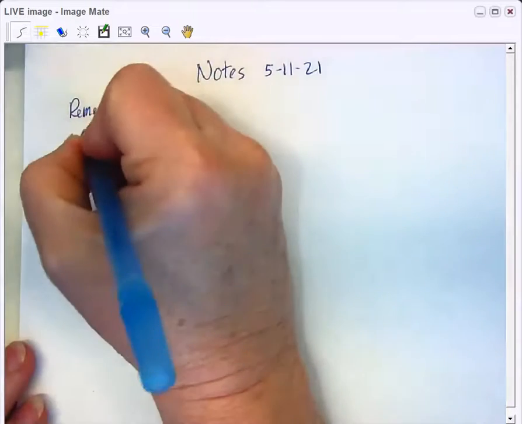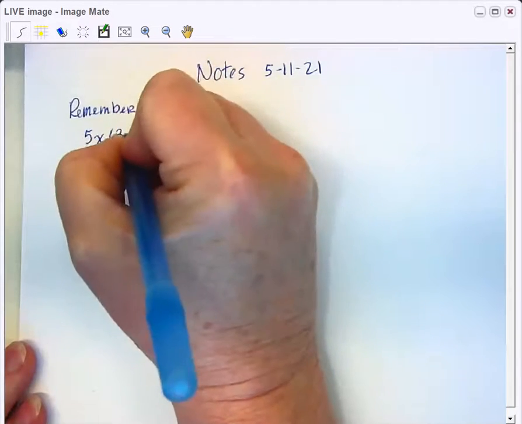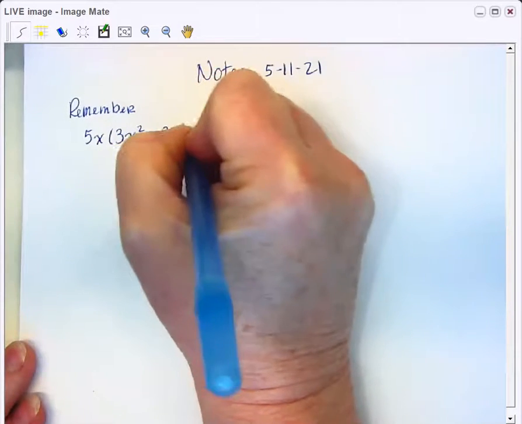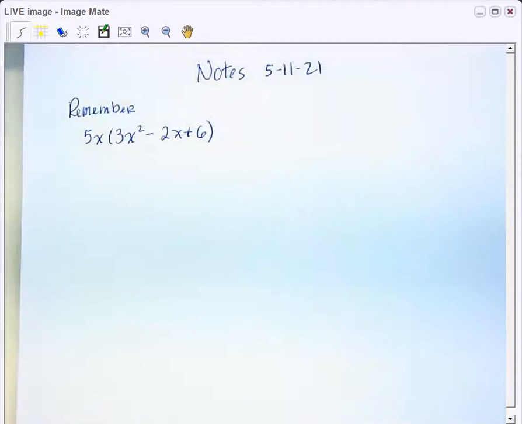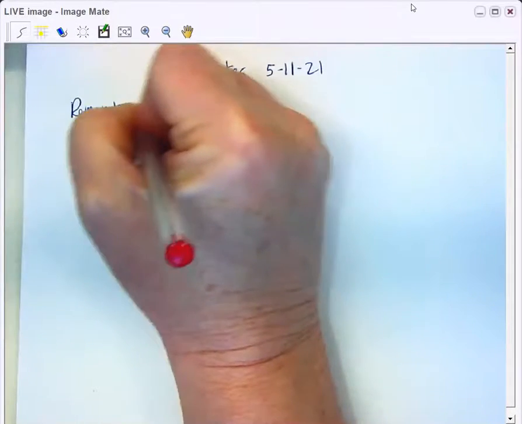When we multiplied, let's say, 5x times 3x squared minus 2x plus 6, we multiply it out by taking everything over here and multiplying it by everything inside.